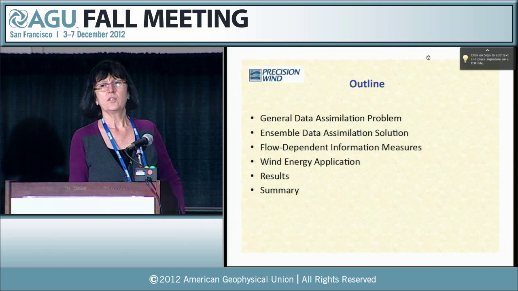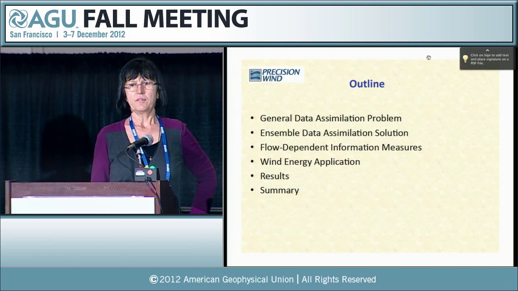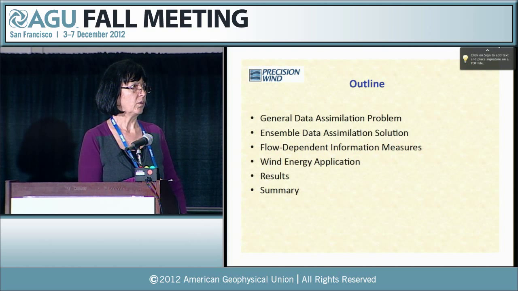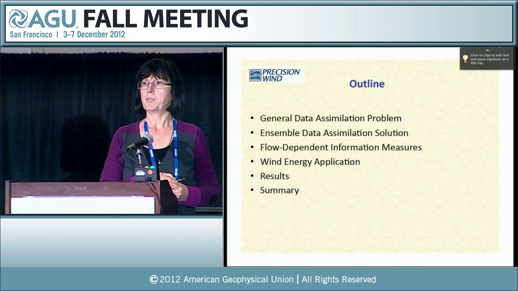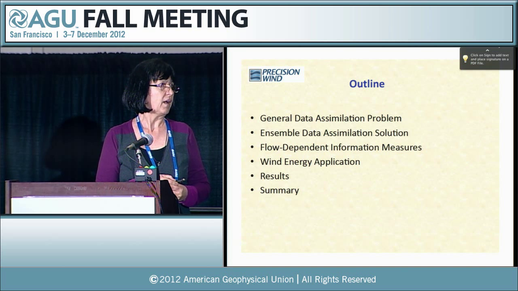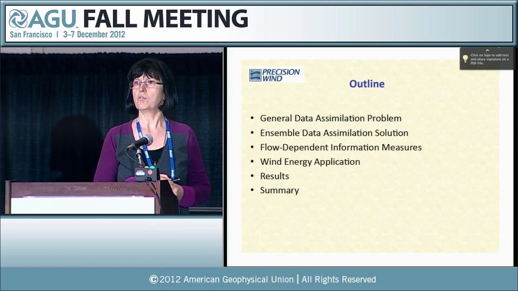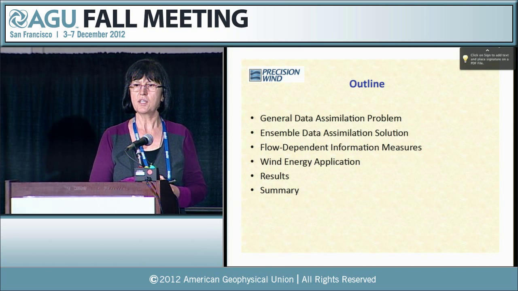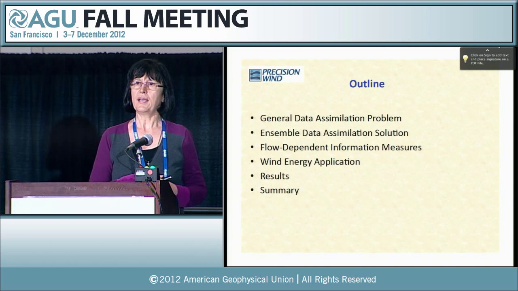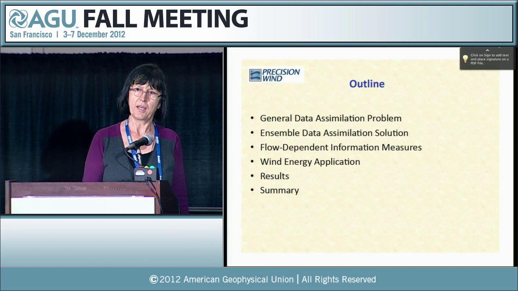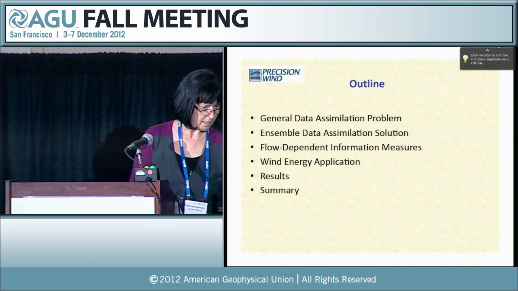The outline of my talk will be, I will start with some general data assimilation problem, then I will go into more explanation of a particular ensemble data assimilation solution. Then I will point out the importance of flow-dependent information content measures, and then I will go into wind energy applications and show some results and summarize with conclusions.